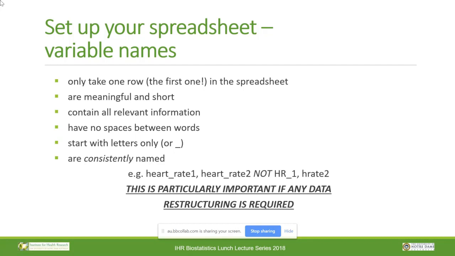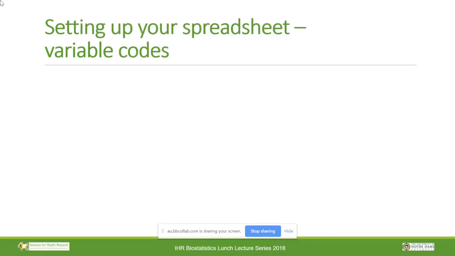And they have to be consistently named, and by that you can see my little example here. I've got heart rate 1, heart rate 2, not HR1 and HRAT 2. That's because if you need to restructure anything, the program is going to take the first section of the variable name, and the number. And if the first section is different, it won't know that that's heart rate. You can't tell the same way we can. We can take in lots of different information and based on context know, oh, that's heart rate. But the computer only knows what you give it. It's not very good at taking things in context. And you will save yourself a lot of heartache if you do have to restructure at any stage.